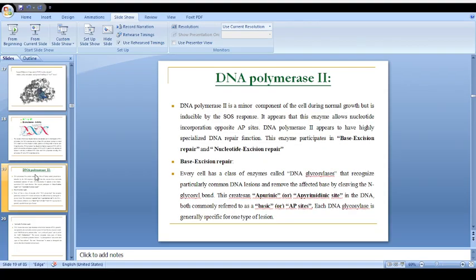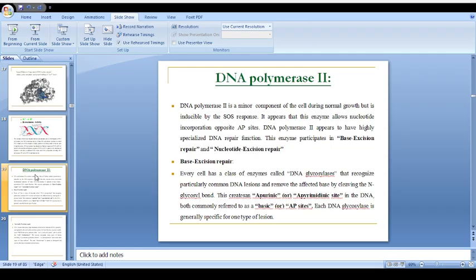The second enzyme that is associated with replication is DNA polymerase 2. DNA polymerase 2 is a minor component of the cell during normal growth, but it is inducible by the SOS response. That is, when there is damage to DNA by the action of ultraviolet radiation or by mutagens or any chemicals or radioactivity like alpha, beta, gamma radiation.